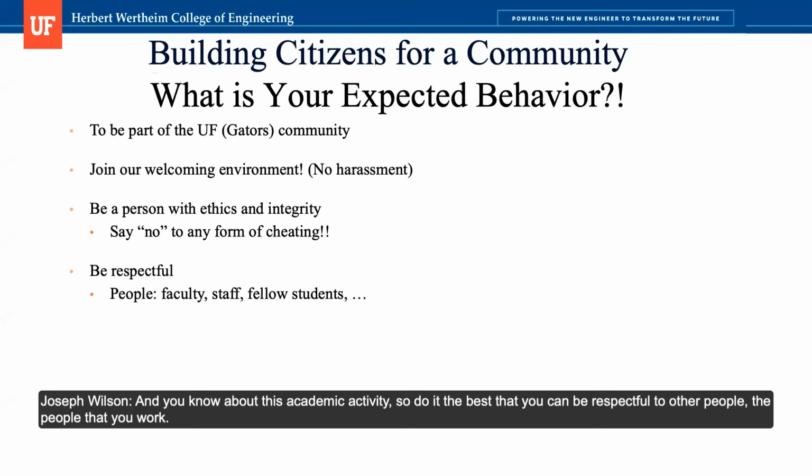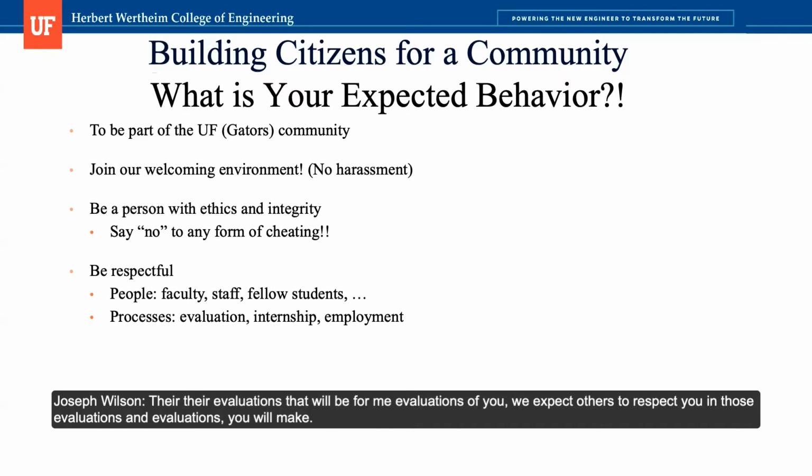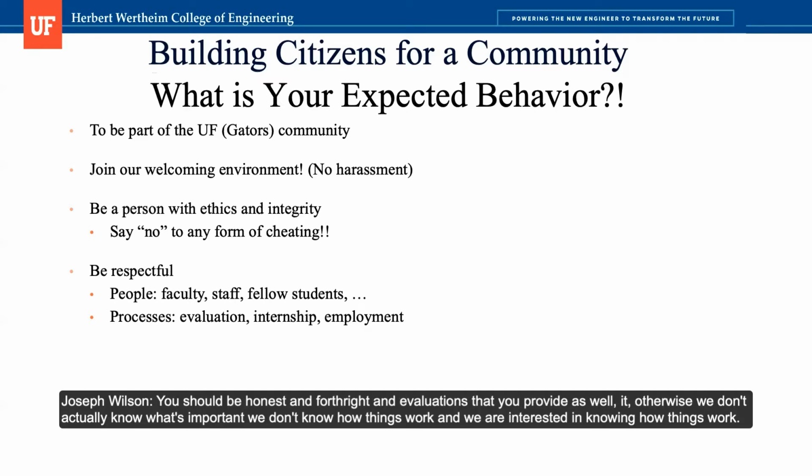Be respectful to other people, the people that you work with, the faculty, staff, and fellow students. Be respectful to the processes as well. We have these processes. They are just constructs that we agree on. There are evaluations that will be formed, evaluations of you. We expect others to respect you in those evaluations, and evaluations you will make. You should be honest and forthright in evaluations that you provide as well. Otherwise, we don't actually know what's important. We don't know how things work, and we are interested in knowing how things work.